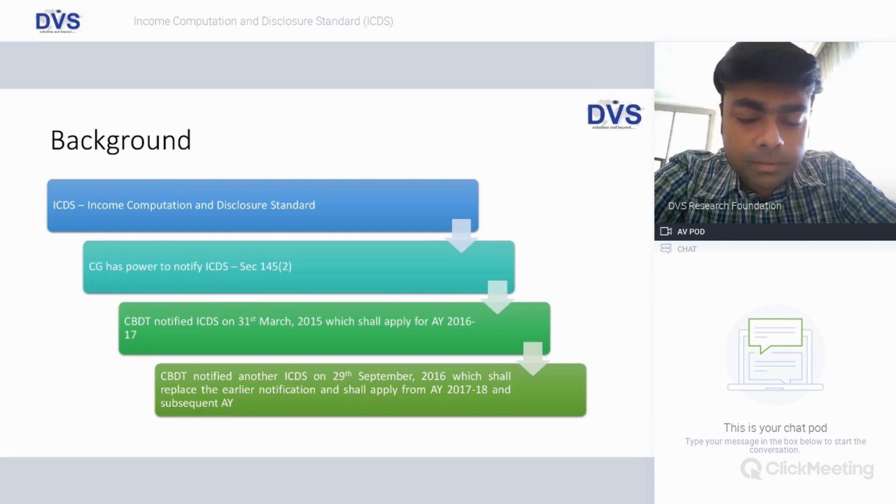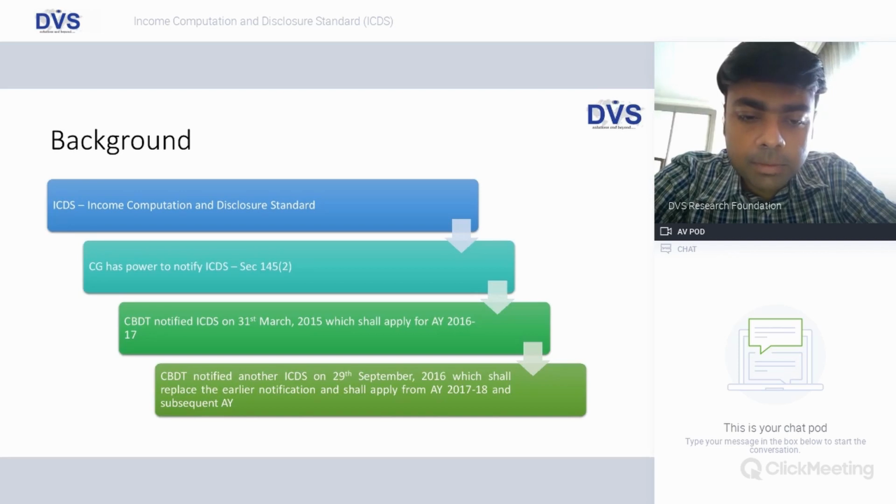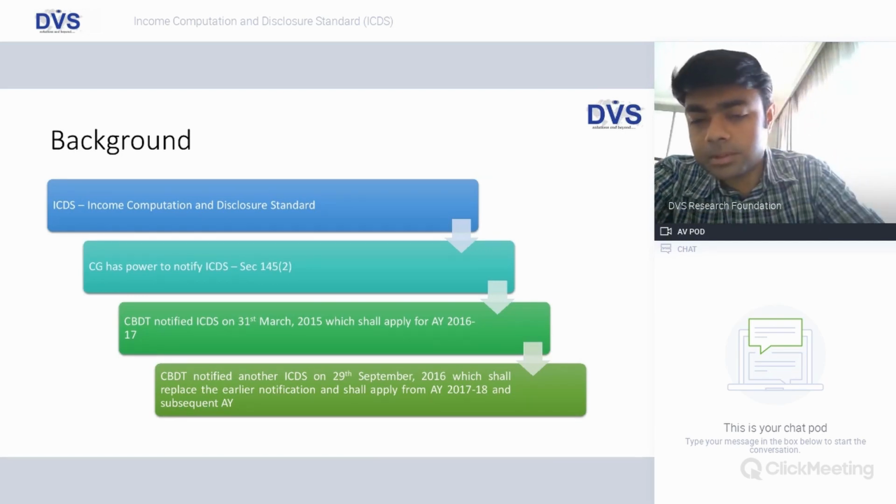Background, we had section 145(2), which categorically spoke about method of accounting and also gave CG, the central government, the right to introduce accounting standards. However, it was only in the year 2015 that the department came with its own set of accounting standards. And again, on September 29, 2016, it revised the earlier notification and then came up with the final set, or the implementable set of standards at that point in time.